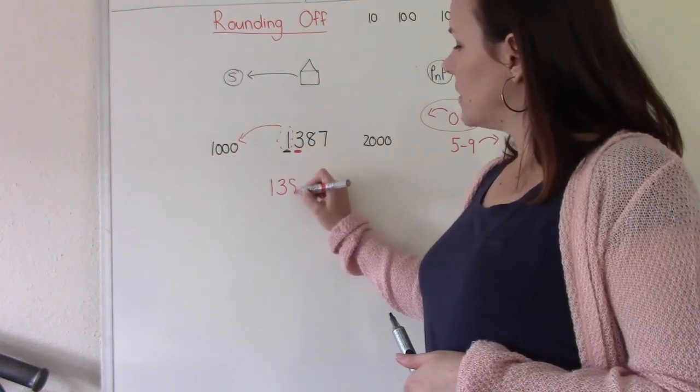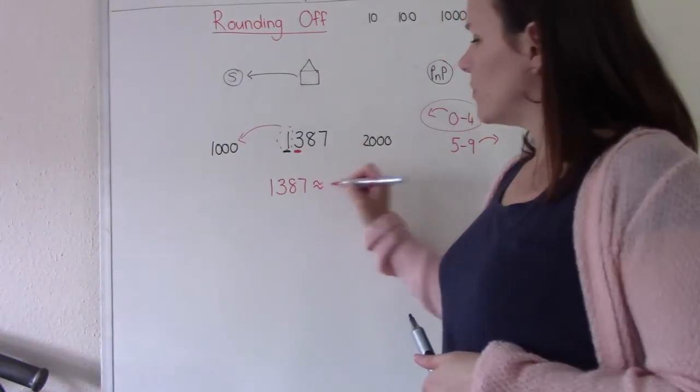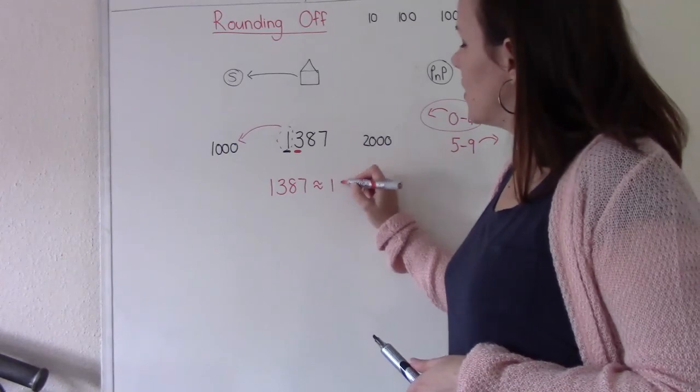So 1387 rounded off to the nearest thousand is 1000.